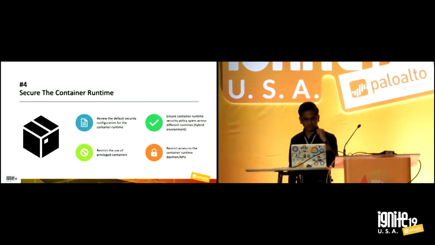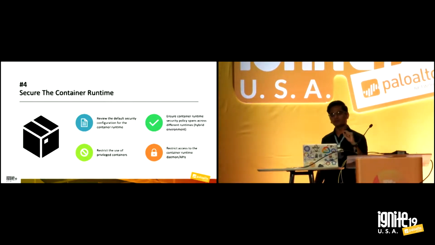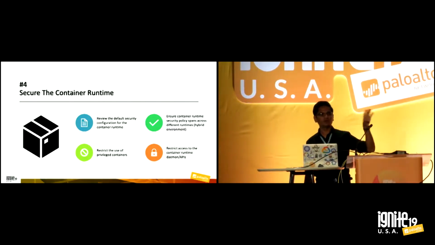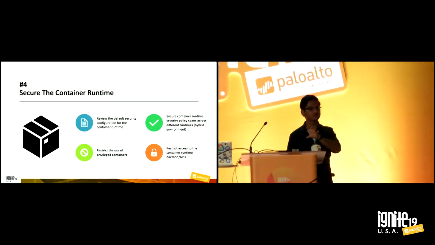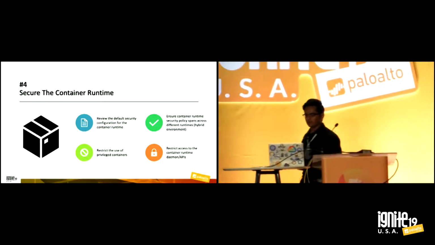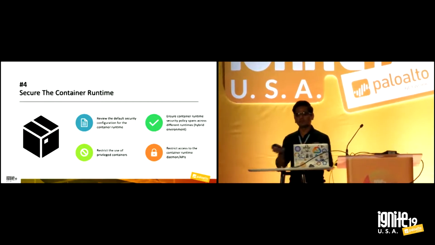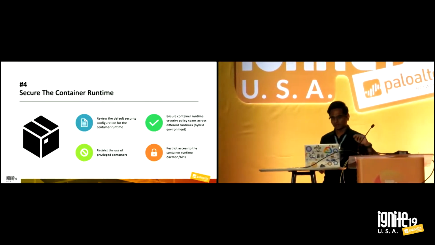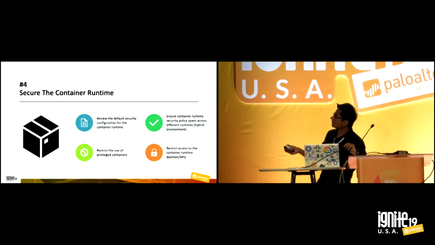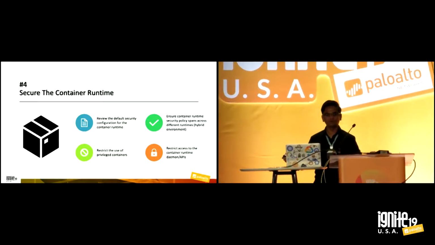One thing is reviewing the default security policy. There's one container runtime on each host, right? There's a Docker daemon running on each host. It has some default security configuration. Make sure to review them, and that they're uniform across all your hosts. So that's the second point: your policy is uniform across all the hosts in the cluster.